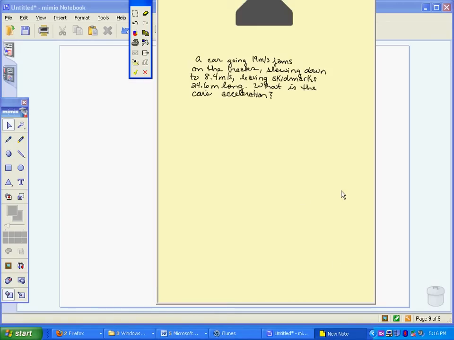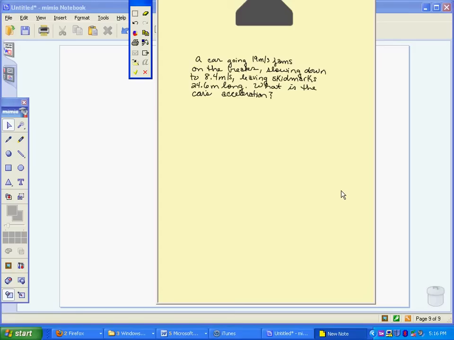A car is going 19 meters per second, jams on the brakes, slowing down to 8.4 meters per second, leaving skid marks 24.6 meters long. What is the car's acceleration? According to our problem-solving process, the first thing we want to do is write down our given information.